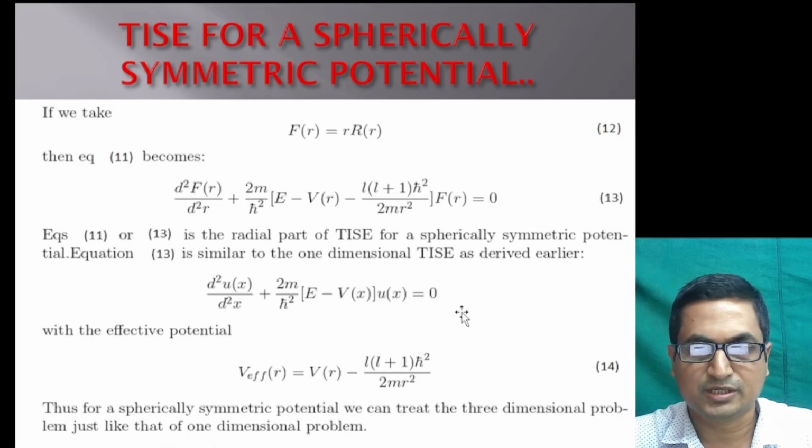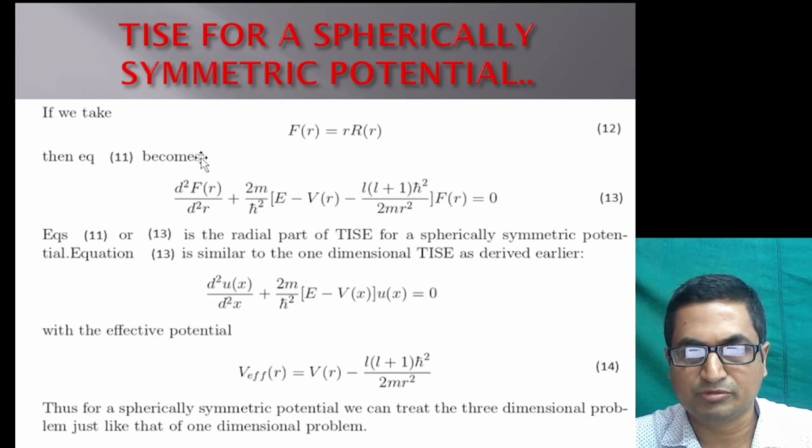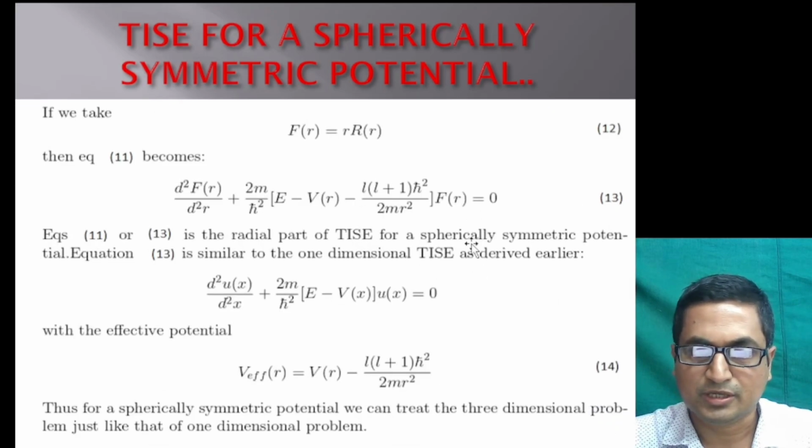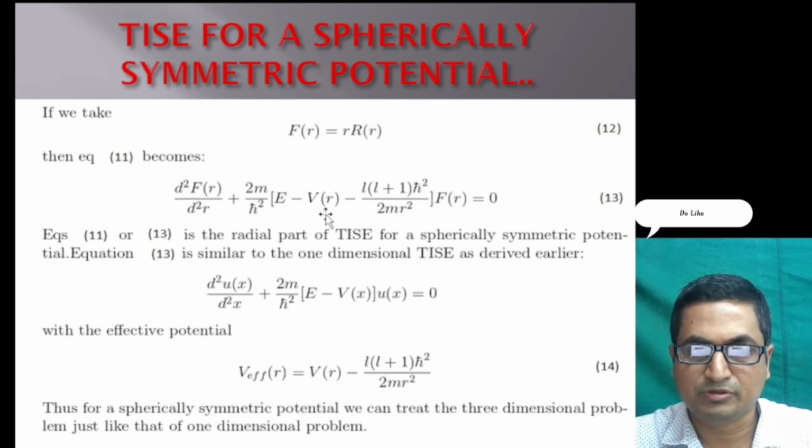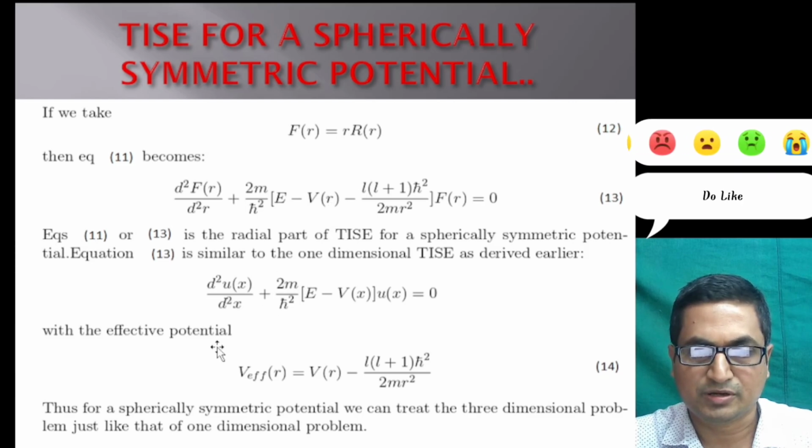Then, coming to the next way to solve it, we put f(r) equal to capital R, and putting this equation 12 in equation 11, the equation takes a simpler form as given by equation 13. Whether equation 11 or equation 13, they are simply the radial part of the Schrödinger equation for a spherically symmetric potential. We see that the potential is no longer dependent on the vector r, it depends simply on the magnitude of r, that is r.